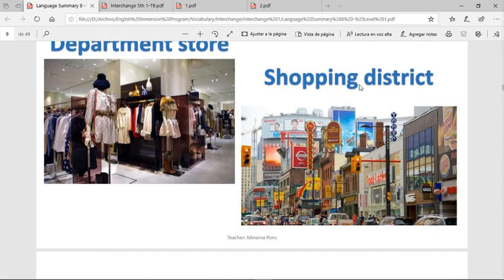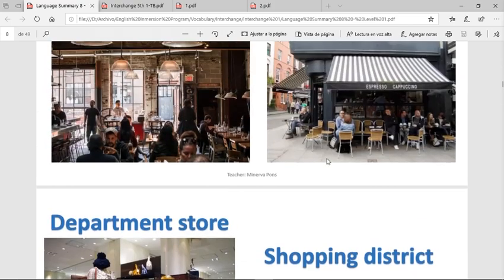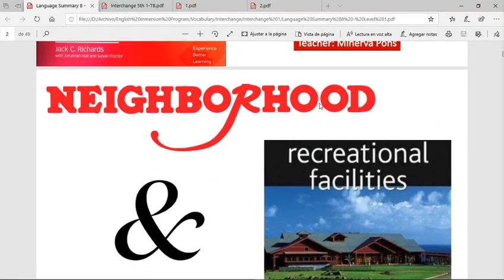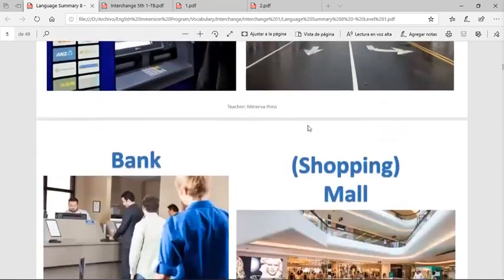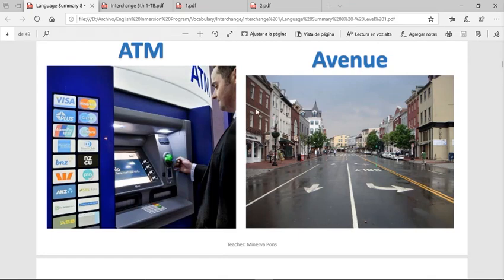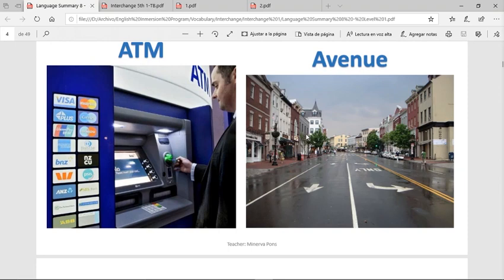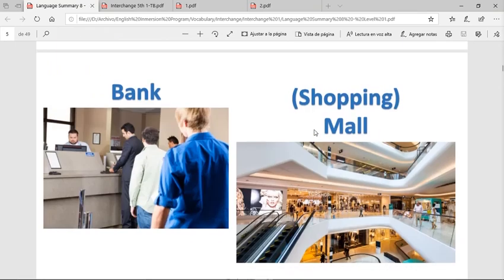A shopping district. And now that I notice, we haven't seen neighborhood yet. Here we have neighborhood and recreational facilities. Well, a neighborhood is basically, you see this? This might be a neighborhood. Your neighbor is the person that lives next to you. So the neighborhood is the place where you have a lot of neighbors. It's like an area, like the urban area, and you can have your neighborhood. This can be a neighborhood actually. This is the avenue, this part of the street, but the rest is a neighborhood.